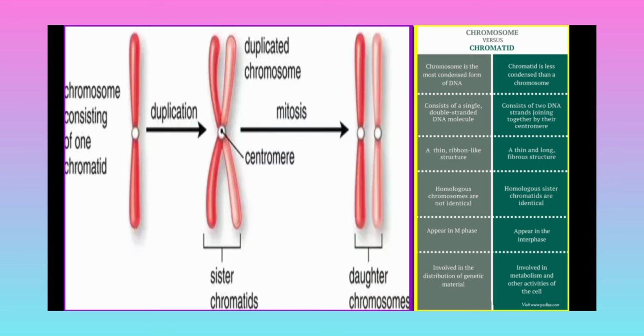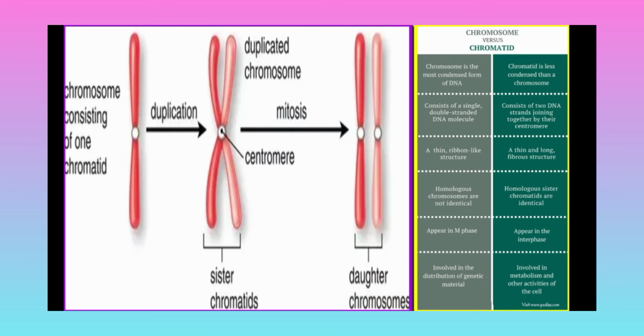Now coming here, what is the difference between a chromosome and a chromatid? Chromosome means it is the most condensed form of the DNA that is available. Whereas the chromatid is less condensed, of less importance than a chromosome. So the chromosome will consist of either single stranded or double stranded DNA molecule. Here the chromatid will contain two DNA strands, joined by the help of the centromere. A chromosome will be like a thin ribbon like structure. Here the chromatid will be like a fibrous structure, that too long.